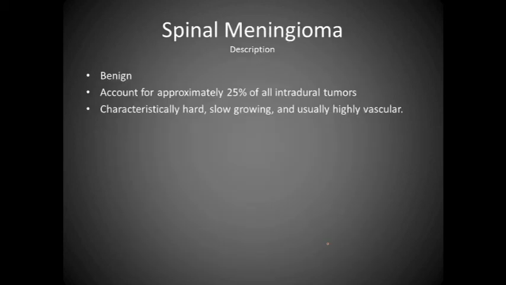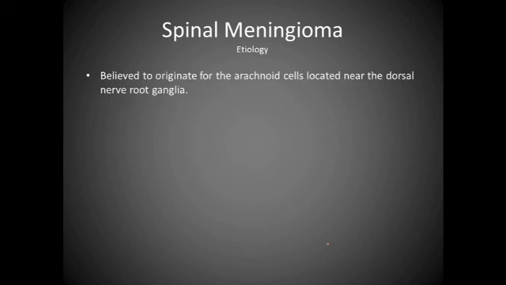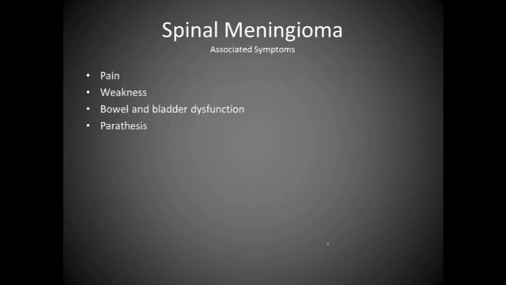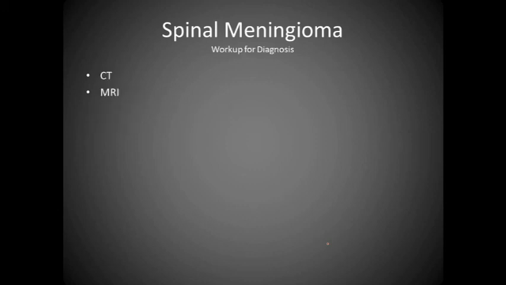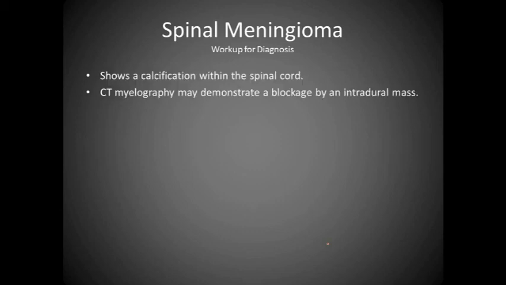That brings us to a spinal meningioma. They're benign, and they account for approximately 25% of all intradural tumors. The characteristics will be hard, slow-growing, and usually highly vascular. They're believed to originate from the arachnoid cells located near the dorsal nerve root ganglia, and they result in pain, weakness, bowel and bladder dysfunction, and paresthesia.